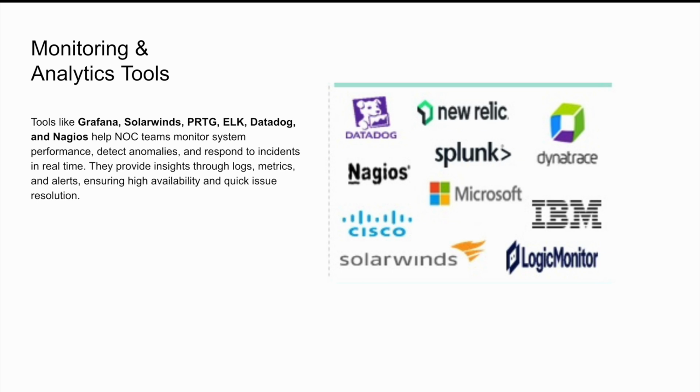To achieve this, we usually rely on powerful tools such as Grafana, SolarWinds, PRTG, ELK, Datadog, Nagios, and there are many more network monitoring systems. They usually perform the same function, but they might have different GUIs, so just take note of that. These tools help monitor the system performance, detect anomalies, and trigger alerts in real time. So they provide deep insights through logs, metrics, and dashboards, ensuring high availability and faster issue resolution.